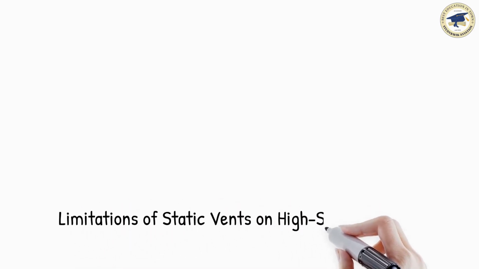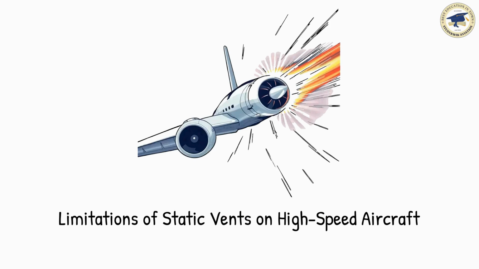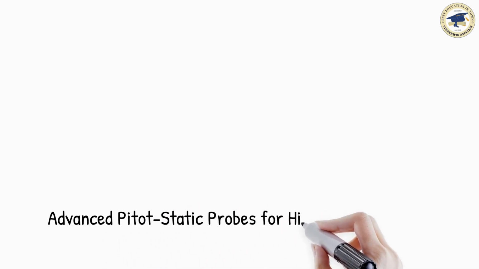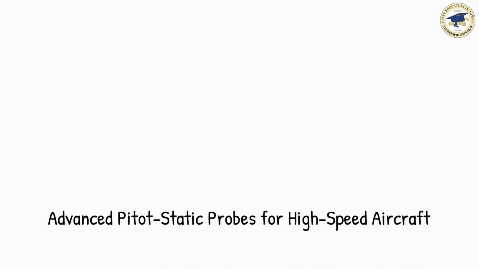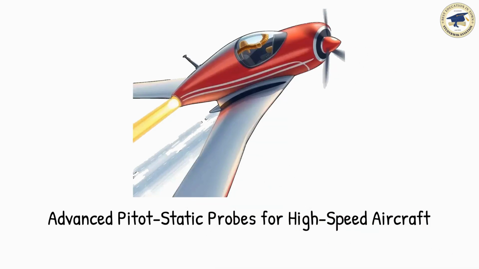However, static vents are not suitable for every aircraft. On very high-speed aircraft, shock waves at high Mach numbers can cause significant errors if static vents are used. In such cases, a special high-speed pitot-static probe is used instead. These are designed to minimize position error, but are more expensive than the simple combined probes used on slower aircraft.